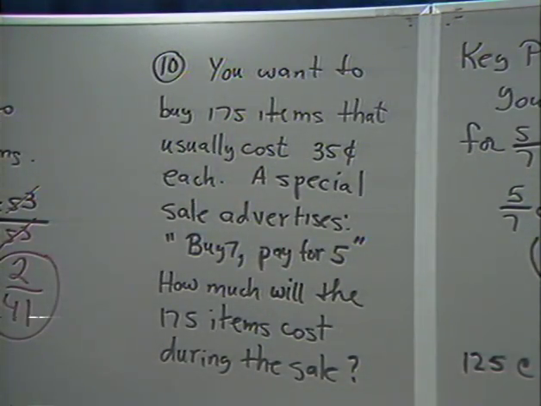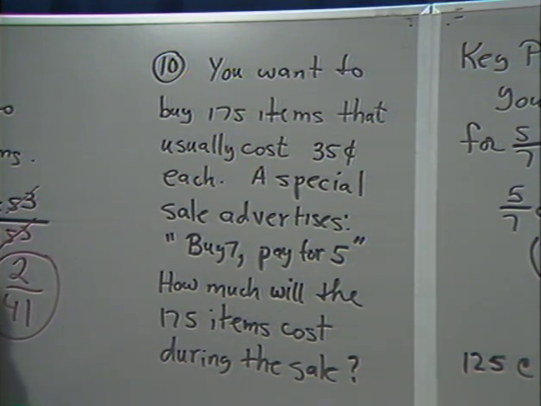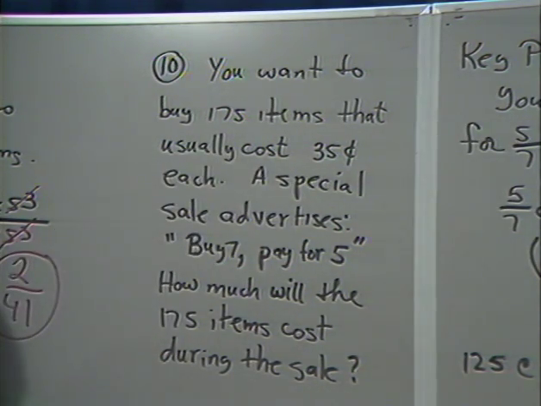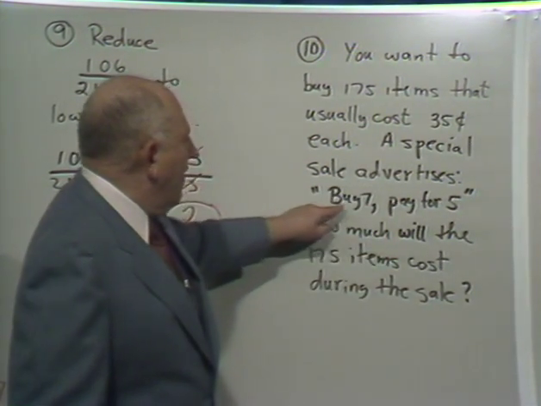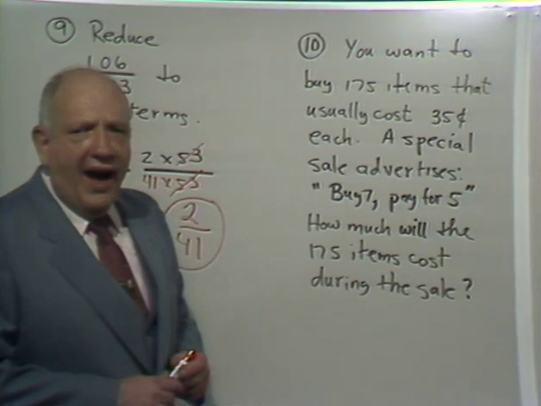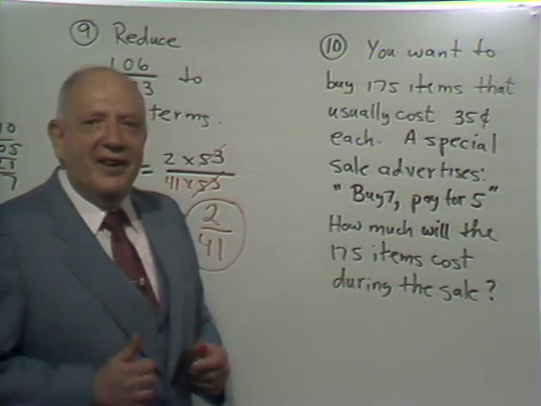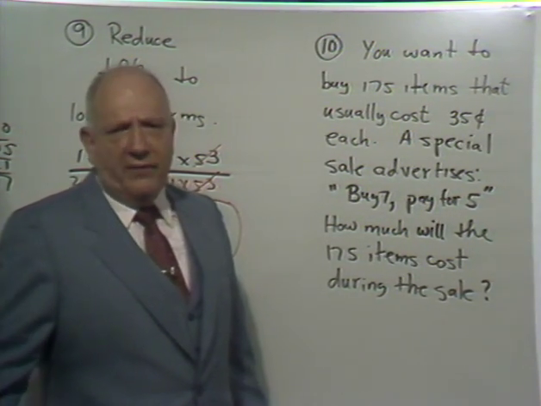It says you want to buy 175 items that usually cost 35 cents each. So ordinarily, what am I going to pay in the sale? I'm going to buy 175 items at 35 cents each. That means I'm going to pay 35 cents 175 times. But there's a special sale, and the sale advertises buy 7 but pay for 5. See, for every 7 you buy, you're only going to pay for 5. Doesn't that sound like an exciting sale? Wow, they're going to give me 7, but I only pay for 5.